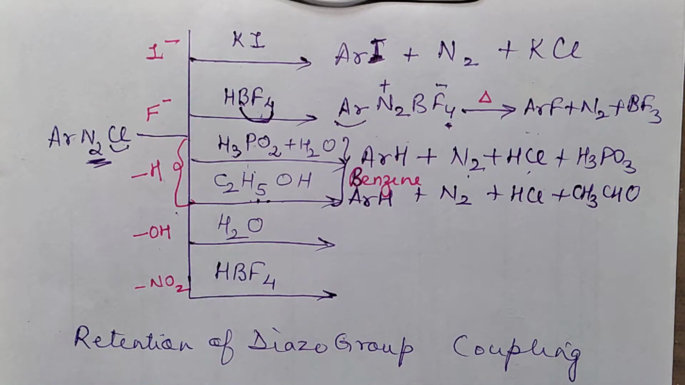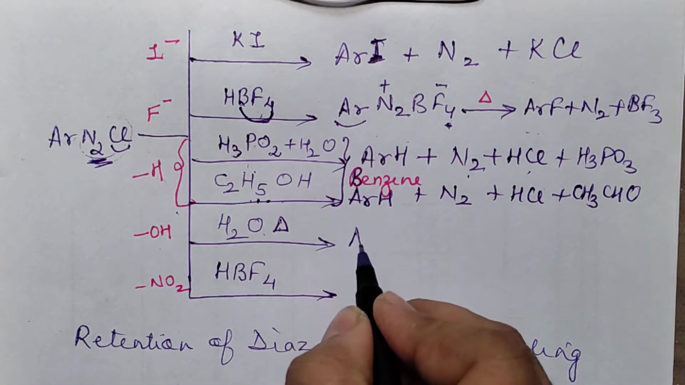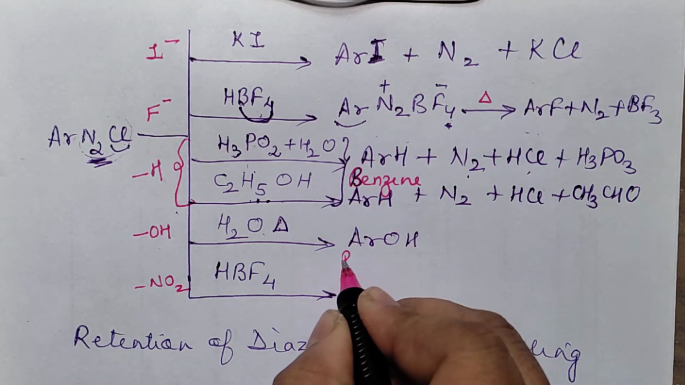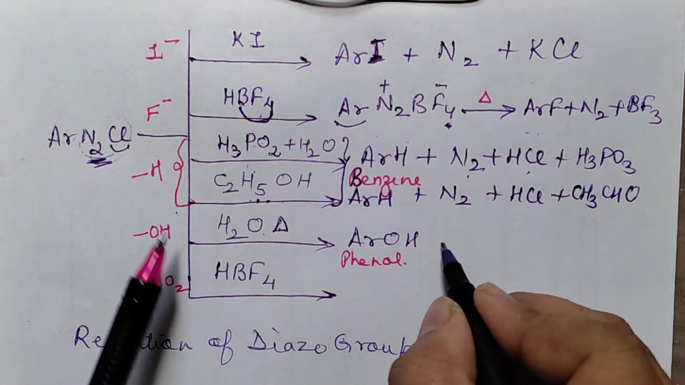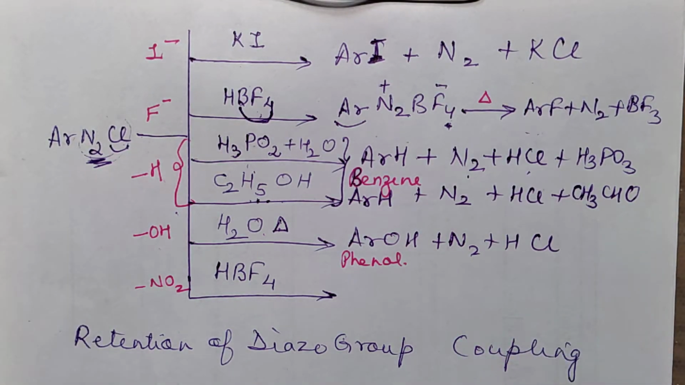Next one. This is with water. Actually, this is with warm water. You have to heat it because the diazonium salt is very stable. It cannot undergo hydrolysis easily. Though with warm water, this whole part will come out and you will get ArOH. Now, what is ArOH? Phenol. This is phenol. You will get phenol as the product. Plus, of course, N2 has to be there, and this Cl and H will form HCl. So it's easy to learn. You just make a tabular column like this chart and then learn these reactions.